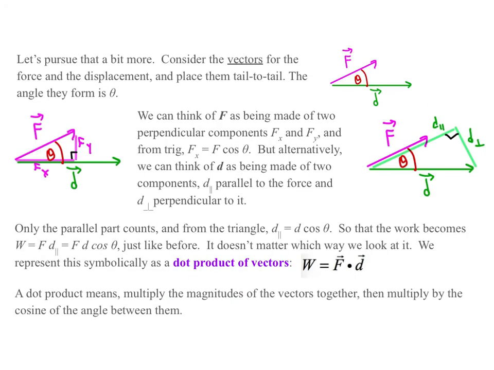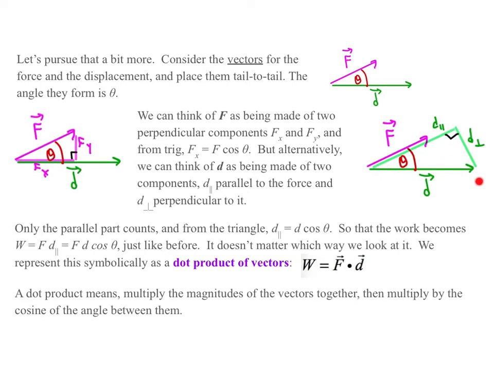Let's go a little further on that. Consider the vectors F and the displacement and place them tail to tail, so they form the angle theta. And we can think of F as having two components, one along the motion, which I called Fx here, and one perpendicular, which was Fy. We see that Fx is F cos theta, and so we get the work is Fx times d, because that's the part lying along the vector. But Fx is F cos theta, so we get back to Fd cos theta.